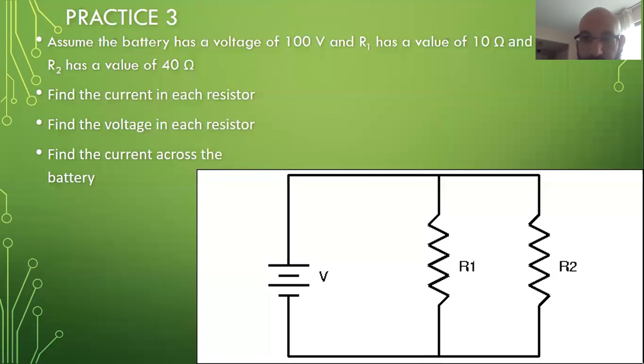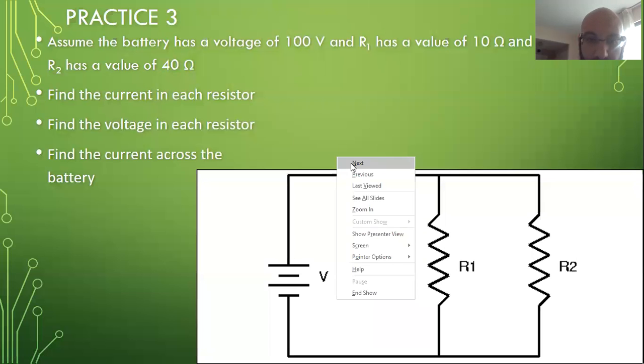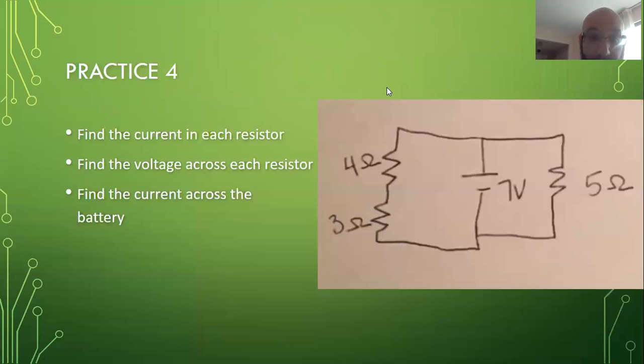So what I'd like you guys to try is this last problem. Find the current in each resistor, find the voltage across each resistor, and find the current across the battery. So make your two loops: one loop on the left side, and a loop on the right-hand side. Set them up with V equals IR, and you're going to find out the current in each resistor. Once you find out the current, you can find the voltage in each resistor. And then after that, you can do Kirchhoff's law of currents, and you can take your two currents and add them together to get the final current across the battery.